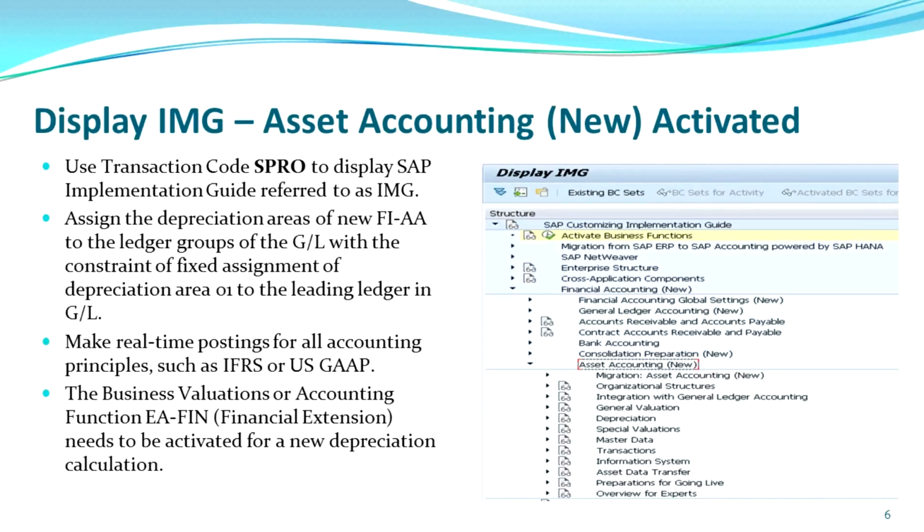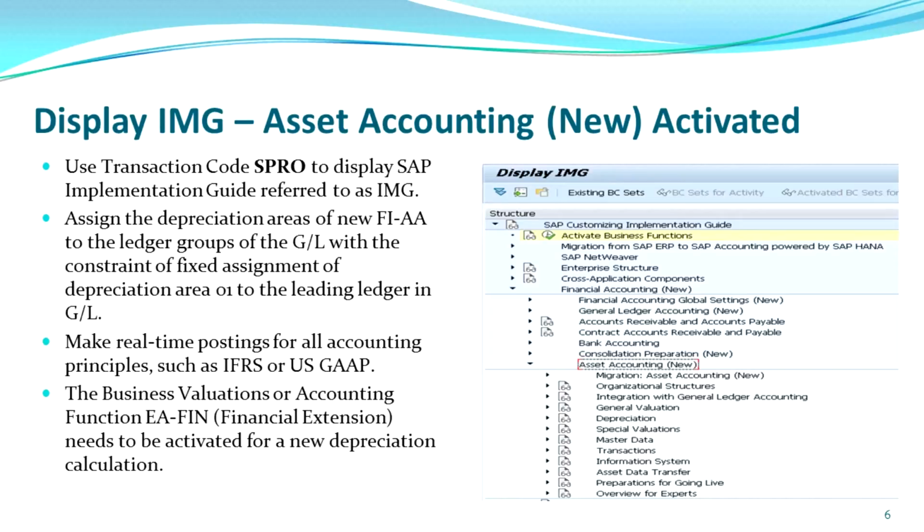When new asset accounting is activated, the display of the implementation guide will be the same as the one on the right side of the screen. To go to the implementation guide, use transaction code SPRO, and it will take you to the implementation guide. In the implementation guide you can see Financial Accounting (New), and under that there is Asset Accounting (New). So it means new asset accounting is activated.